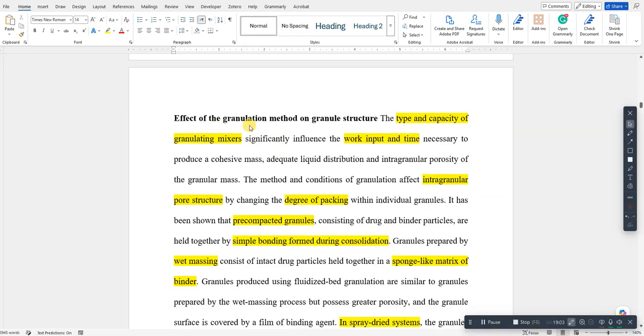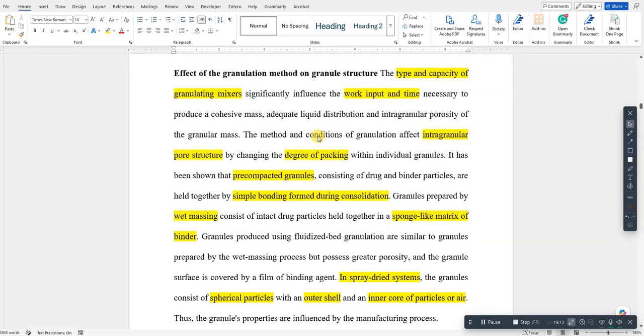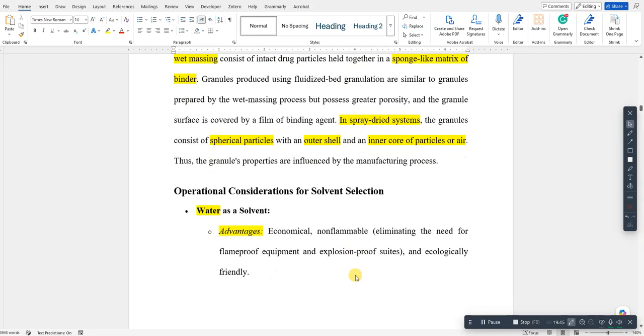So, how does the granulation method affect granule structure? You will learn about many different ways to produce granules. Conventionally or traditionally, the granules will be a sponge-like matrix of binder, but again, it depends on the method of preparing the granules. For example, in a spray-dried system, it will be a spherical particle. The outer shell will contain the binder, and the inner core will have particles or air.